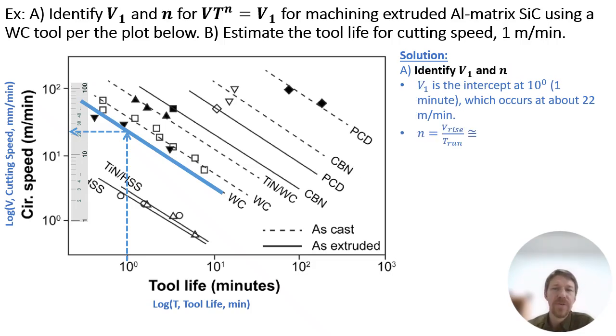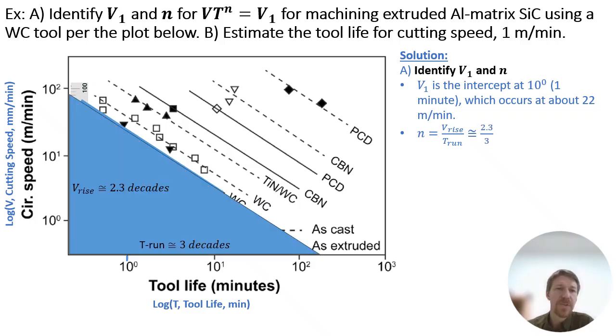So now we need to identify n. n is the V rise over T run again. In this case, V is the actual vertical axis and T is the actual horizontal axis. So V rise is about 2.3 decades. And T run looks to be about 3 decades. So V rise over T run equals 2.3 over 3, which is about 0.77. And so V T to the n equals V1. If we plug in the constants that we just calculated, we get V T to the 0.77 equals 22.